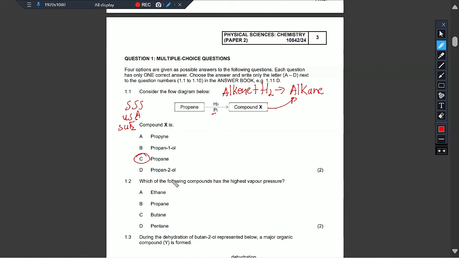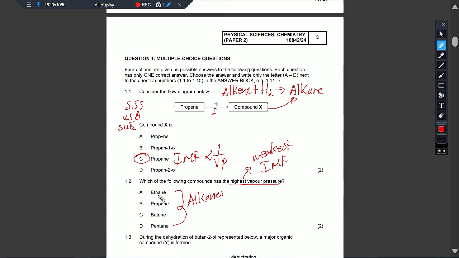Okay, then 1.2 says, which one of the following compounds has the highest vapor pressure? Now, the one with the highest vapor pressure would have to be the one with the weakest intermolecular forces, because we know intermolecular force is inversely proportional to vapor pressure. Looking at all these compounds here, we can see that they belong to the same homologous series, they are all alkanes. So seeing that we cannot relate this to the type of intermolecular forces, we have to compare based on the strength of those intermolecular forces.